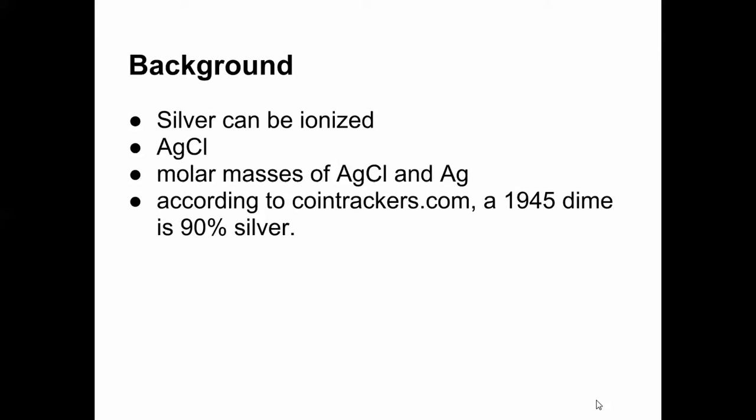To calculate the percentage composition, the molar masses of silver and silver chloride will be required in dimensional analysis to find the mass of silver in the silver chloride compound. The actual percentage of silver in a dime will be needed to calculate the percent error in the experiment.